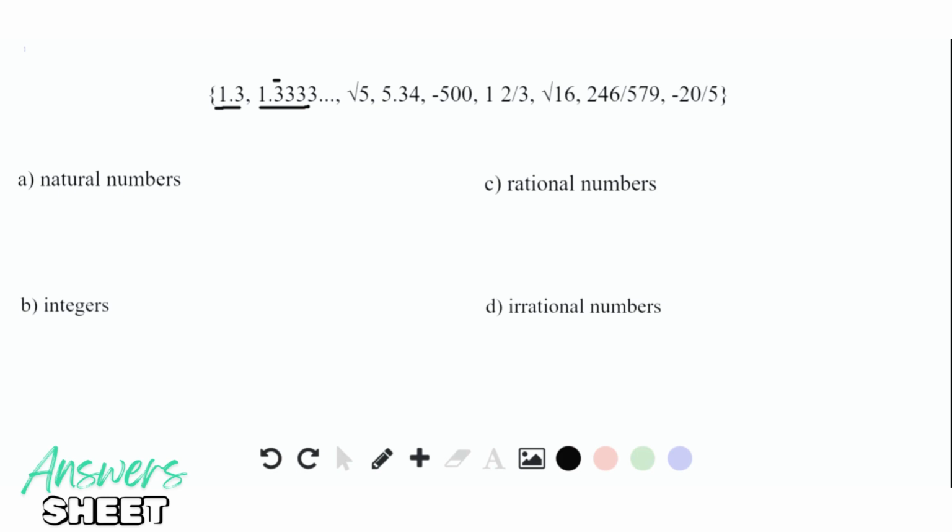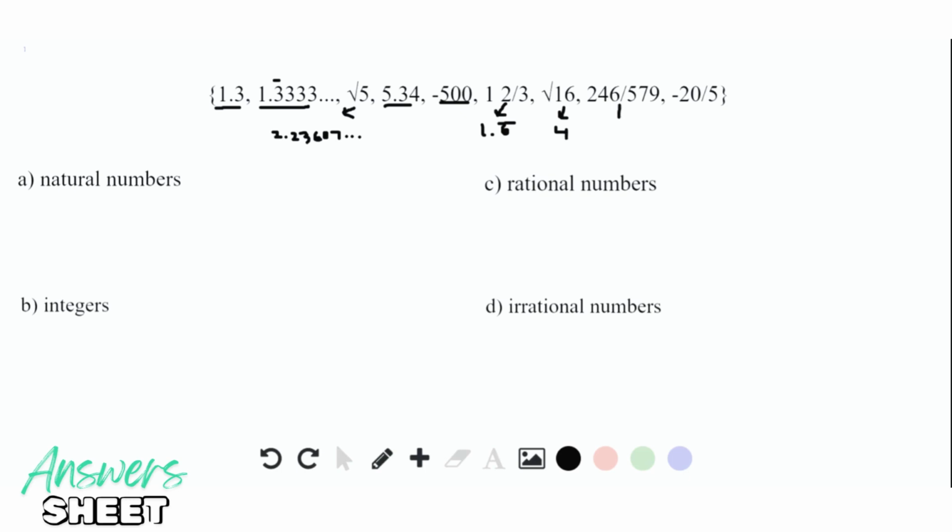The square root of 5 is not in decimal form, and when we calculate it, we get 2.23607 with no repeating pattern, but continuing on. And 5.34 is already in decimal form, negative 500, same thing. 1 2/3 is going to be written as 1.6 with a repeating decimal place. We underline these numbers too. Square root of 16 is equal to 4.